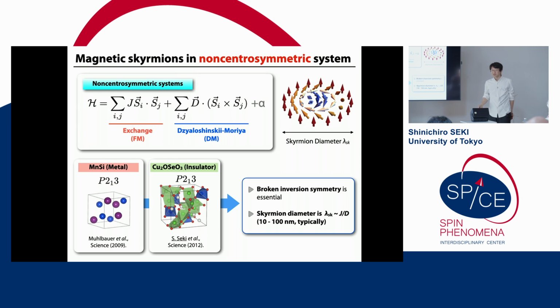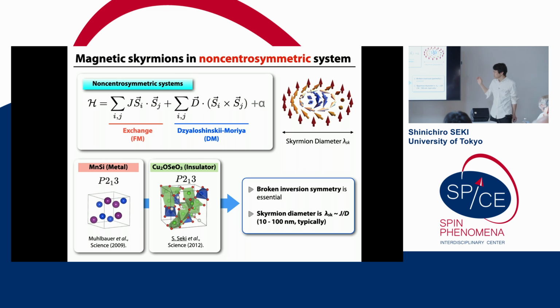Originally, magnetic skyrmions were discovered in a series of non-centrosymmetric systems. In such a non-centrosymmetric environment, usually its magnetic Hamiltonian is described by these two terms, and each term corresponds to the exchange and Dzyaloshinskii-Moriya interaction. Because of the competition between these two terms, this kind of swirling skyrmion spin texture can be stabilized. Most of the previously reported skyrmion-hosting materials are characterized by such a non-centrosymmetric crystal structure. In this case, the skyrmion diameter is determined by the ratio between J and D. Typically, 10 to 100 nanometer diameter skyrmions can be realized in bulk systems.